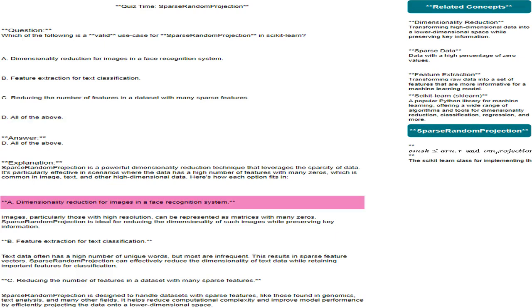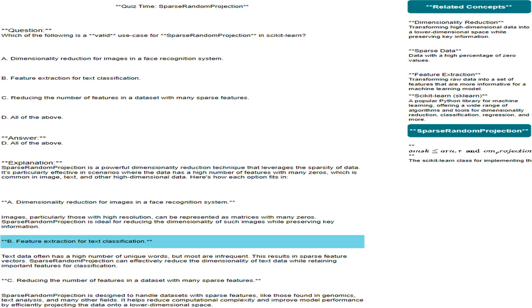A. Dimensionality reduction for images in a face recognition system. Correct. Images, particularly those with high resolution, can be represented as matrices with many zeros. Sparse random projection is ideal for reducing the dimensionality of such images while preserving key information. True.